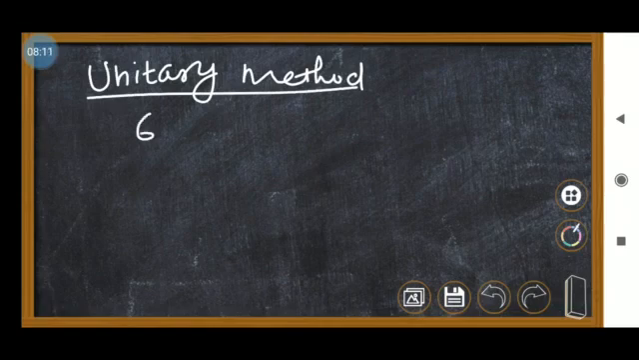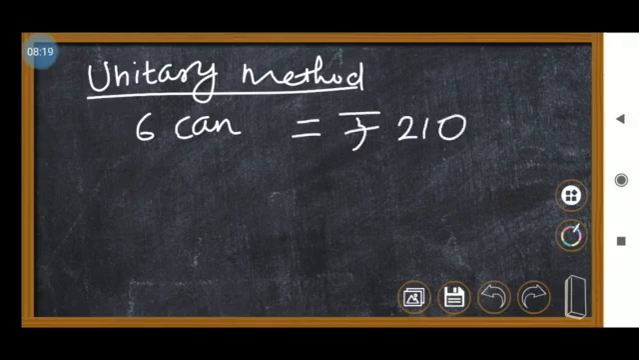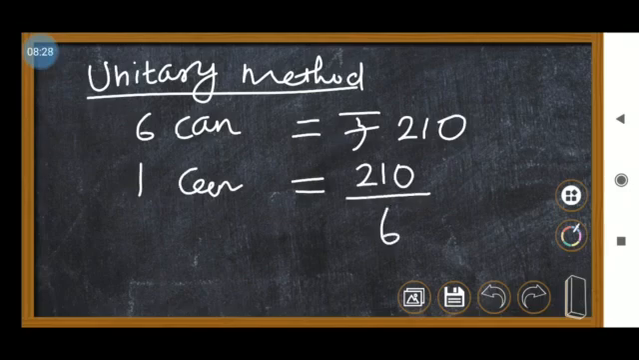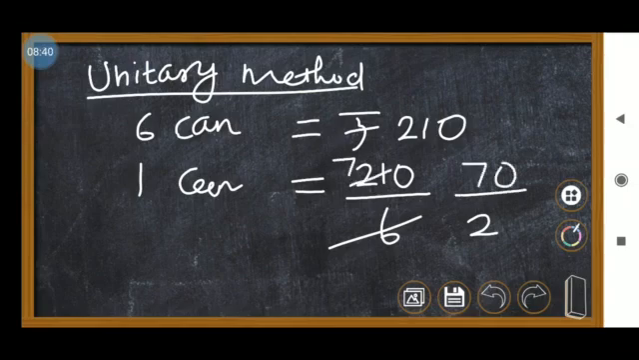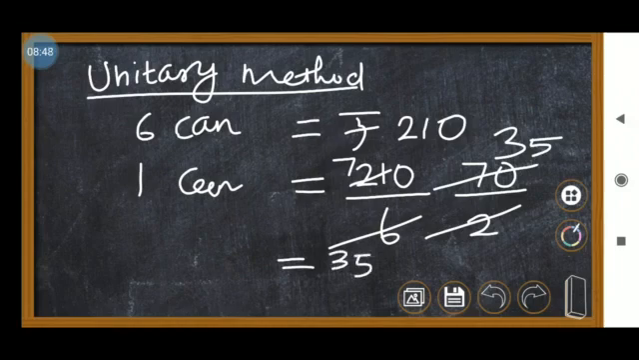Okay, so first we write 6 cans, which is equal to how many rupees? 210 rupees. For 1 can, it means 210 divided by 6. So we cancel this. 2 3s are 6, 7 3s are 21, so 70 will come, and 1 2 is 2, 35 2s are 70. So that means 35. So the price of 1 can is 35 rupees.